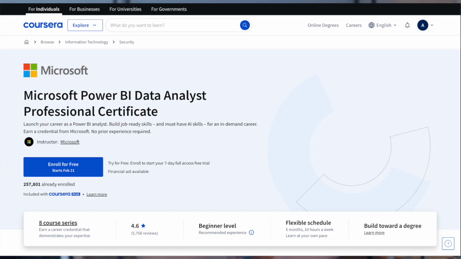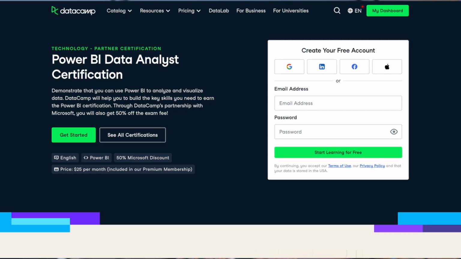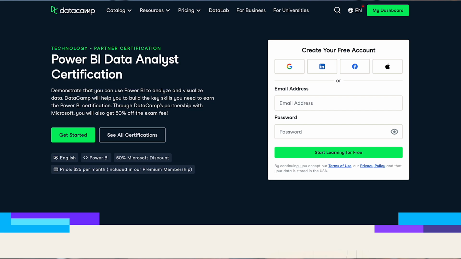Now let's shift gears and talk about other certificates in the market that can teach you Microsoft Power BI and help you prepare for the PL-300 exam. Microsoft Power BI Data Analyst Professional Certificate by Coursera and Power BI Data Analyst Certification by DataCamp. Unlike Microsoft, these certificates are not free, but they will help you launch your career as a Power BI data analyst with no experience required.